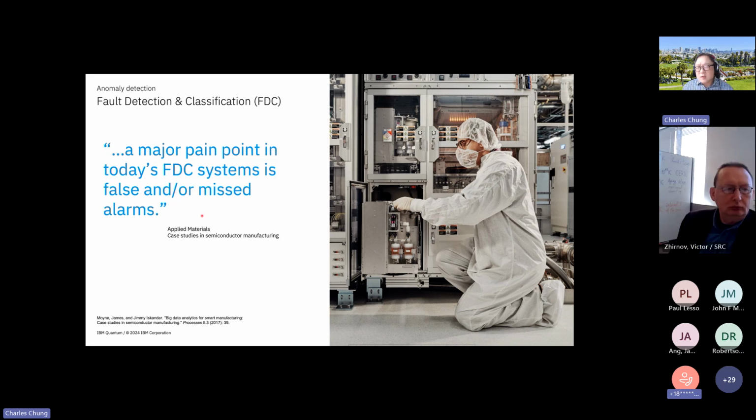The other thing you see is that teams will raise the alert threshold, which does reduce the number of false positives, but it also increases the number of false negatives, which often has worse consequences. So FDC is an interesting place to apply quantum machine learning because it's an anomaly detection example.